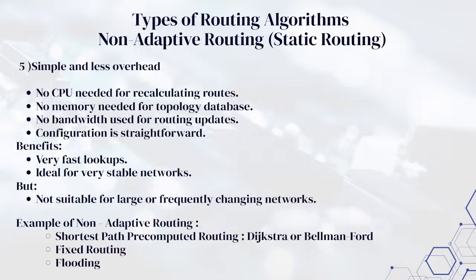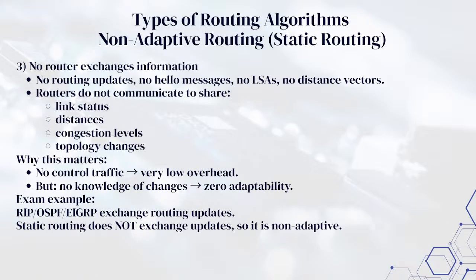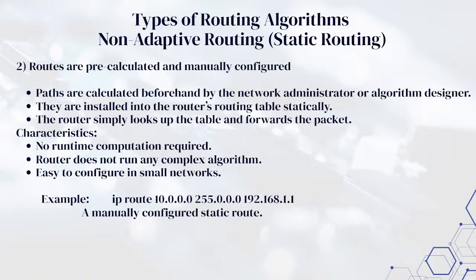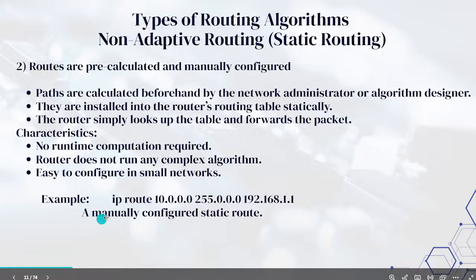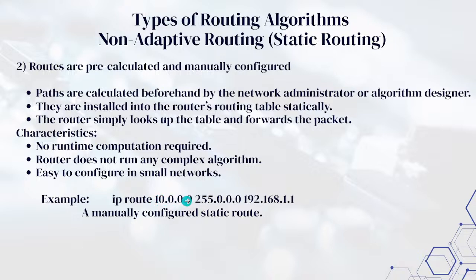Now, the fifth one is simple and less overhead. This means no CPU is needed for recalculating the routes, no memory is needed for the topology database, and no bandwidth is used for routing updates. Configuration is straightforward, right? Because in the first or second point we said routes are pre-calculated and manually configured. Here you can see the ip route command with the values given, and accordingly the static route was configured.